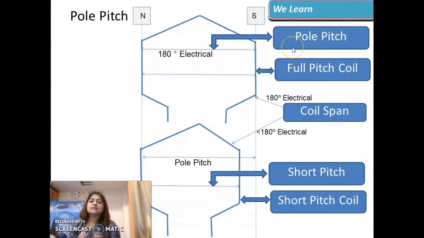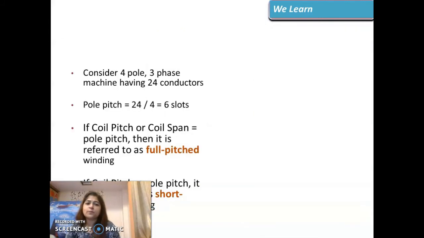Pole pitch is the distance between two poles. Full pitch coil: the coil is placed so that the two conductors of the coil exactly come in front of the two poles. Short pitch coil: the coil is shorted by some angle. And coil span is nothing but the distance between the two conductors of the coil. I hope these terms are clear to you. Let's move forward. Let's consider an example.